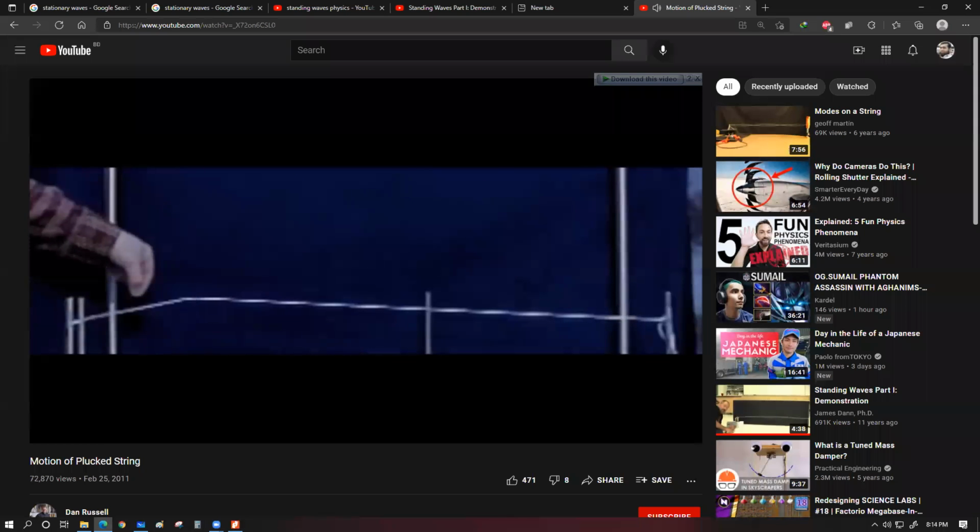Let's look at the first complete cycle again to watch the kink travel to the opposite end of the string and back. Now let's slow things way down so we can clearly see the kink in the string traveling from one end of the string to the other and back again. And that's what happens when a string is plucked.